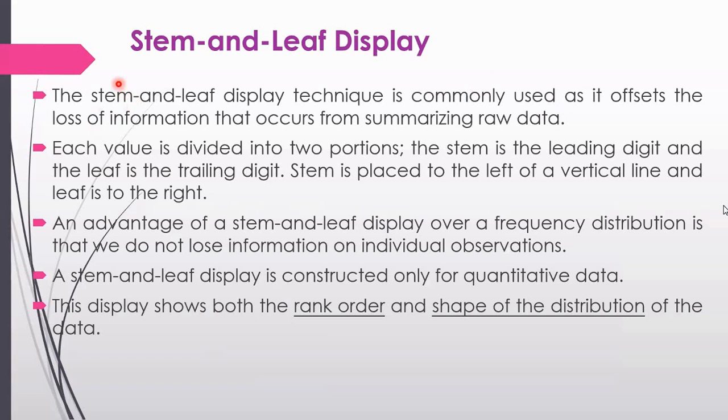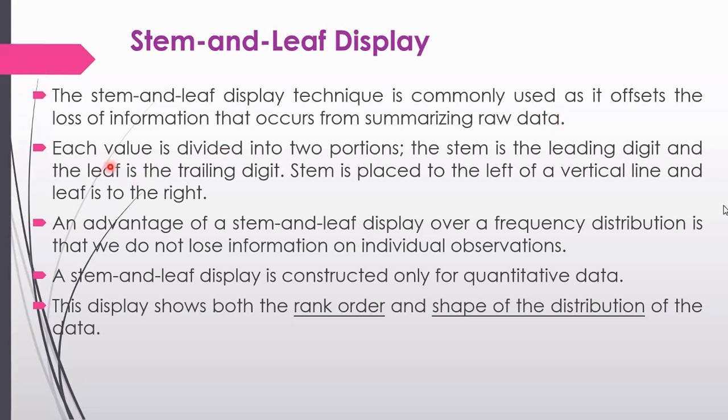So that is the first point. The stem and leaf display technique is commonly used as it offsets the loss of information that occurs from summarizing the raw data. When we summarize the raw data in a frequency table with grouped class intervals, definitely we are losing the raw data information. But when we use a stem and leaf display, we can identify the raw data.